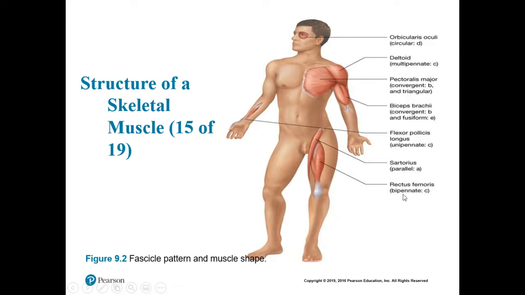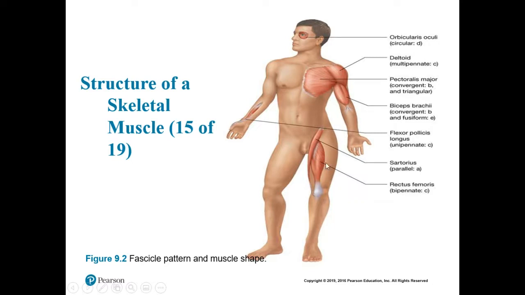Last but not least are bipennate muscles, meaning that these have two heads. So bipennate, two heads, multipennate, more than two heads. The rectus femoris, which is the main muscle of the anterior upper part of your leg, has two heads. It's a large muscle, one of the largest muscles in the body. Not the largest, but one of the largest. By the way, the sartorius is the longest muscle that you have in your body.